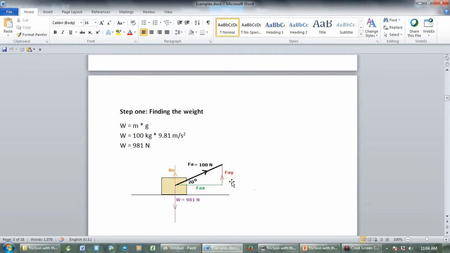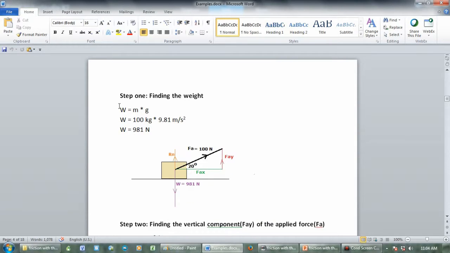Step 1, finding the weight of the object. Weight equals mass times g. Weight is 100 kilograms times 9.81 meters per second squared. The weight of the object is 981 newtons.